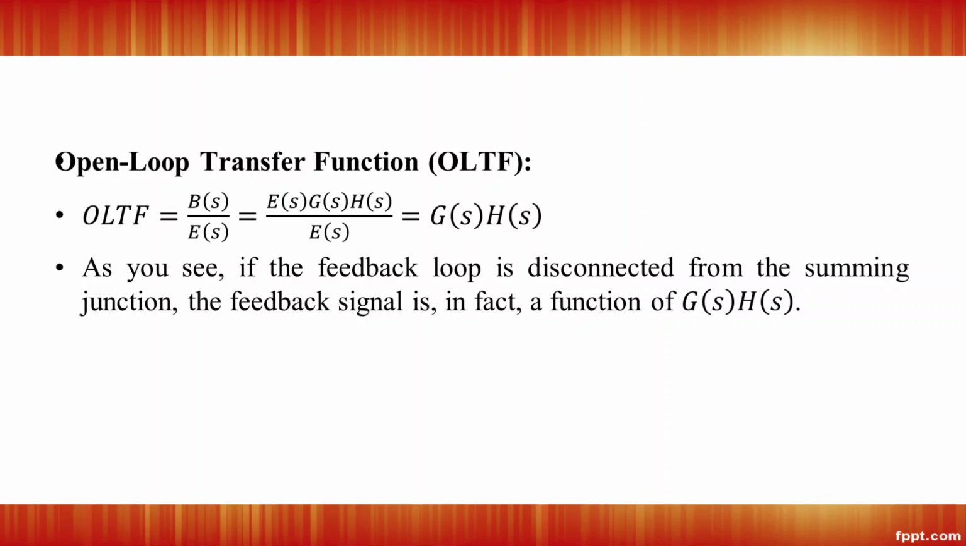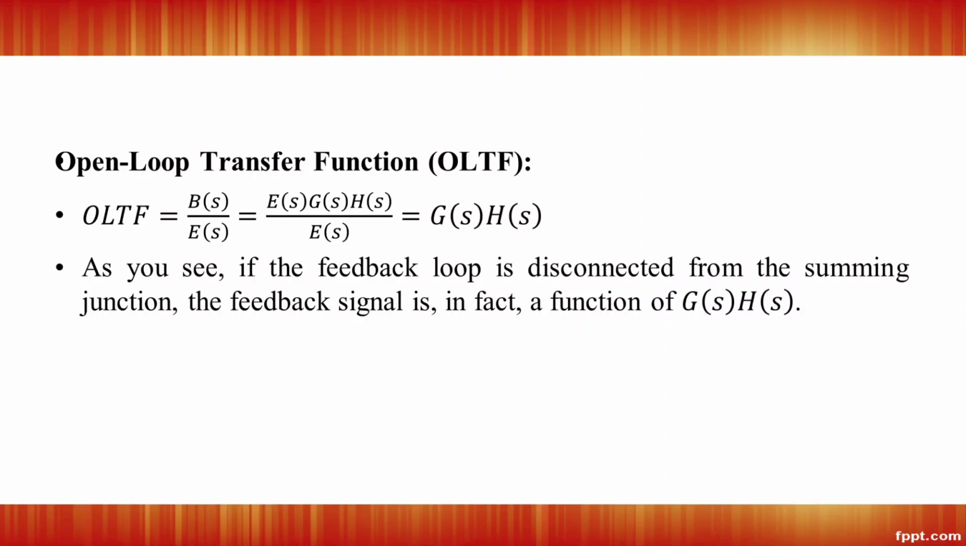For the open loop transfer function, from the block diagram we have the output equation Y of S equal to G of S into E of S, that is, output equals system into error. When the output goes through the feedback block, B of S equals Y of S into H of S. So we substitute the value of Y of S in the B of S equation, that is B of S equal to E of S into G of S into H of S. The open loop transfer function equals B of S by E of S.